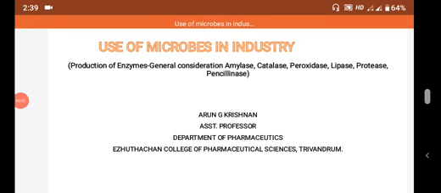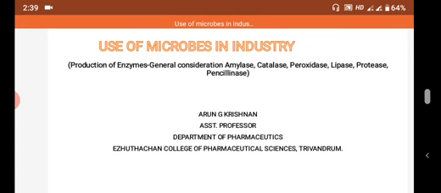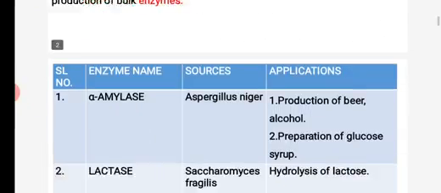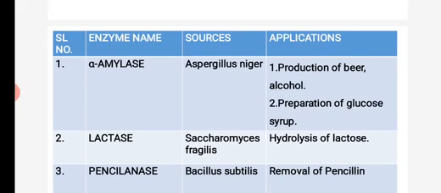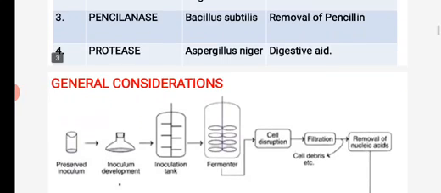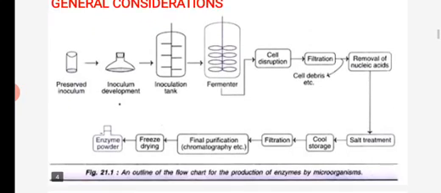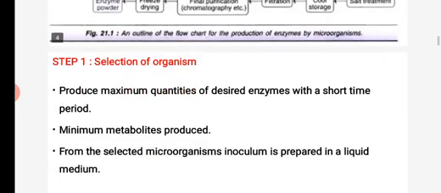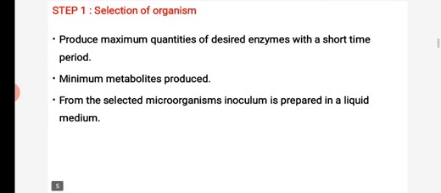Hi students, in last class we discussed the use of microbes in industry. We discussed the general considerations and the production of amylase, and how several enzymes are produced from several microorganisms. Then, the general considerations for the production of enzymes.